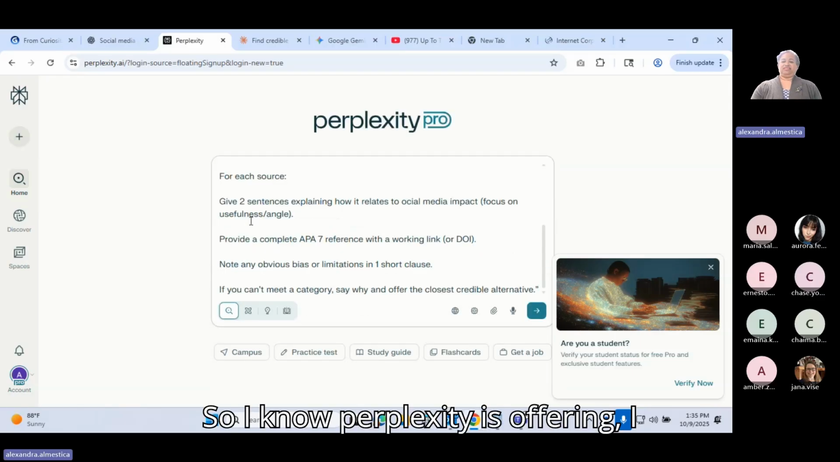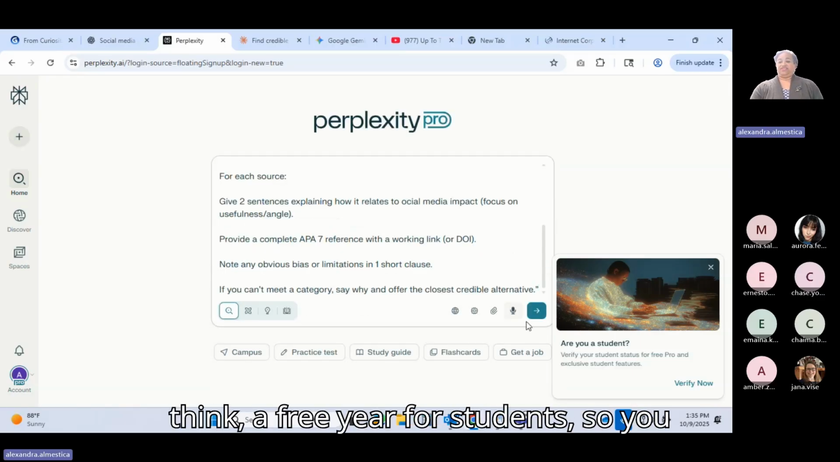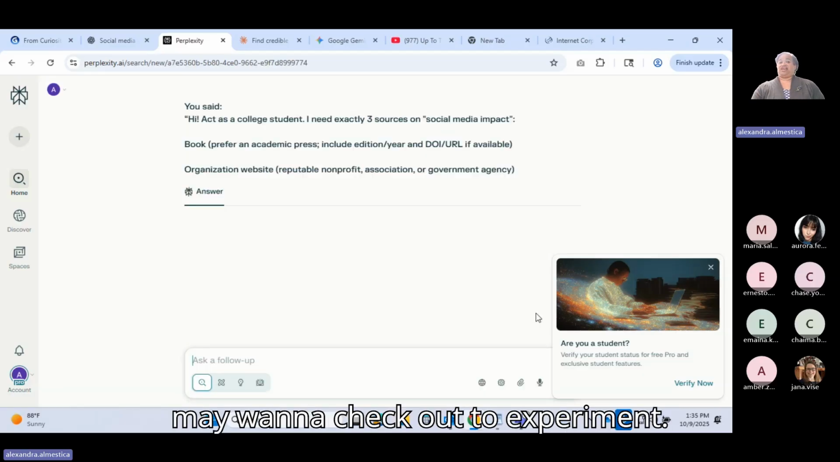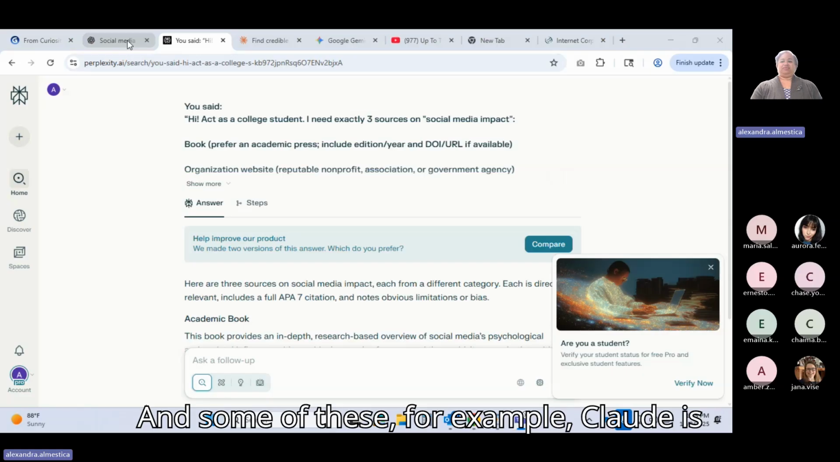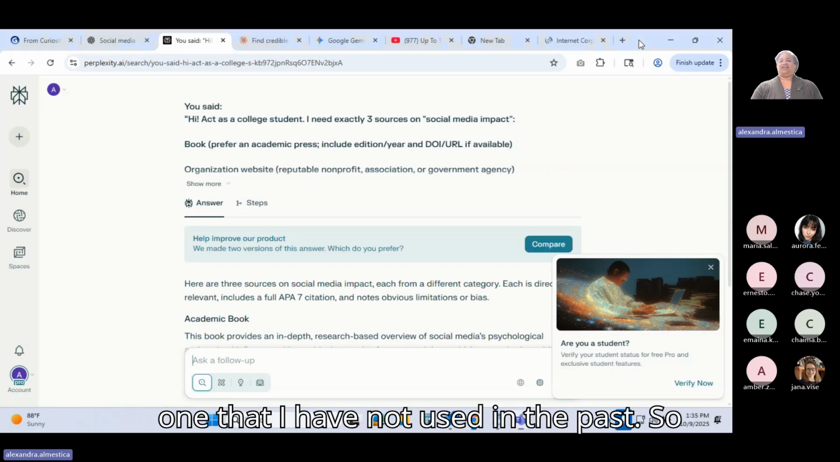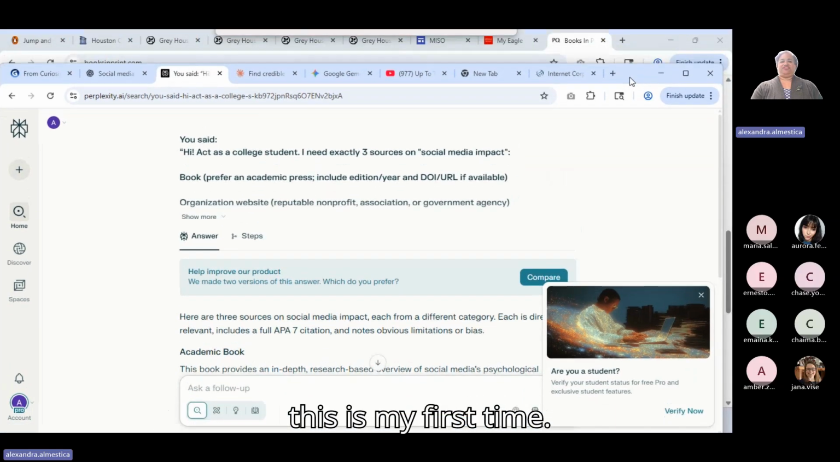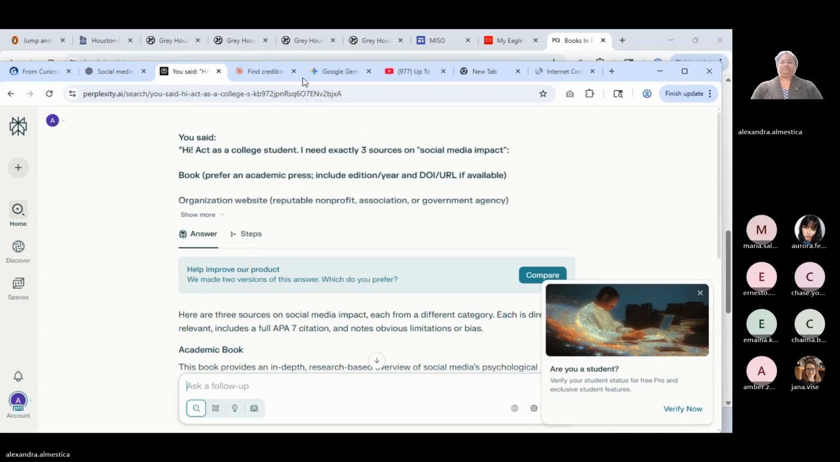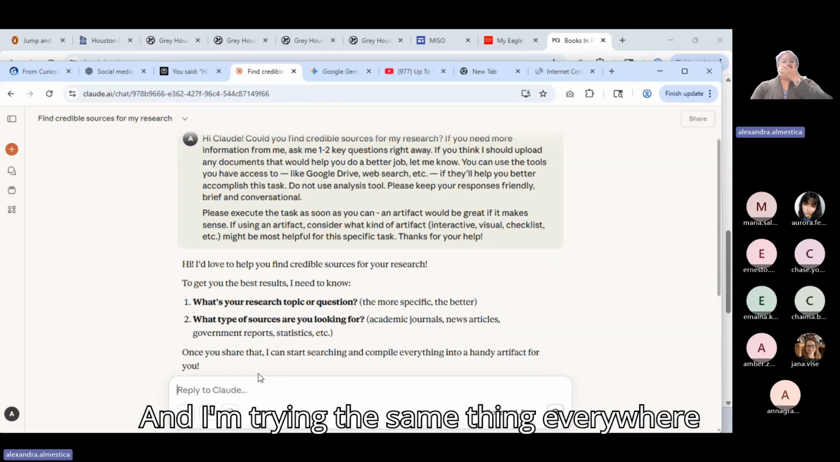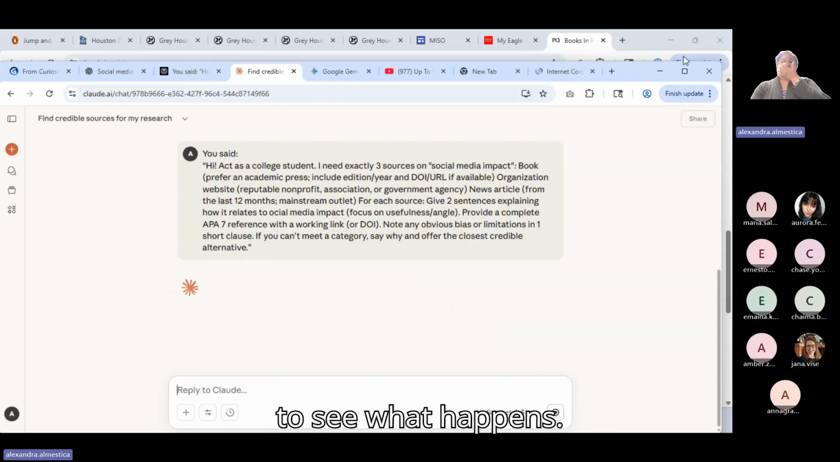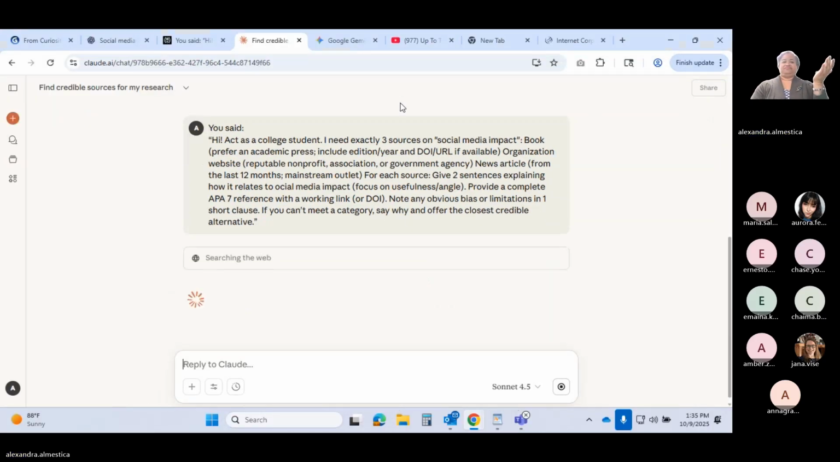So I know Perplexity is offering, I think, a free year for students, so you may want to check it out to experiment. And some of these, like for example, Claude, is one that I have not used in the past. So this is my first time. And I'm trying the same thing everywhere to see what happens.